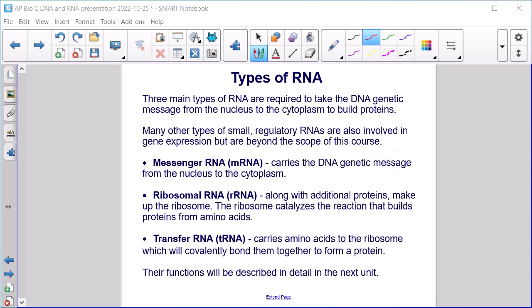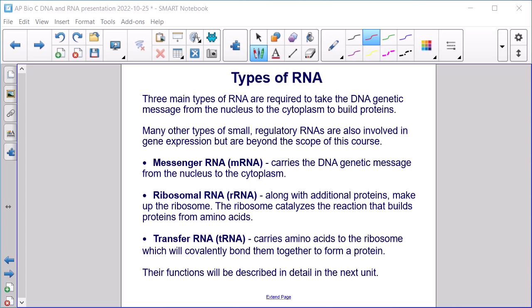3 main types of RNA are required to take the DNA genetic message from the nucleus to the cytoplasm to build proteins. Many other types of small regulatory RNAs are also involved in gene expression but are beyond the scope of this course. Messenger RNA, or mRNA, carries the DNA genetic message from the nucleus to the cytoplasm.